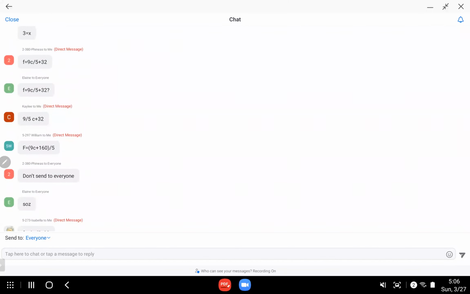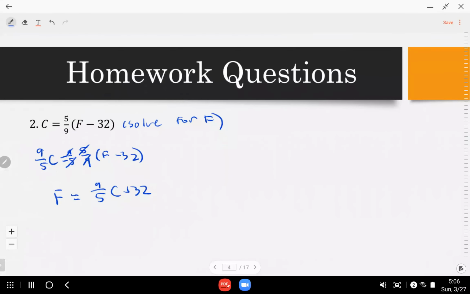You could also say the 160 over the 5. Hey, can you go back, please? Thanks. Another way you could do this, I also got some answers: 9C plus 160 over 5. That also works. But I prefer this method, the preferred answer. I feel like it's more simplified. So let's go on.